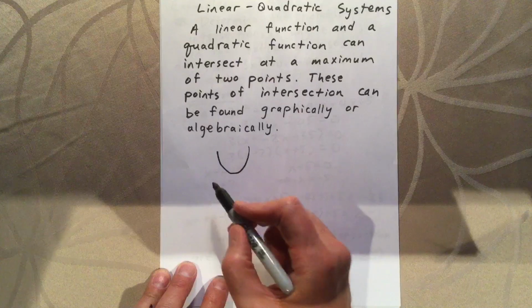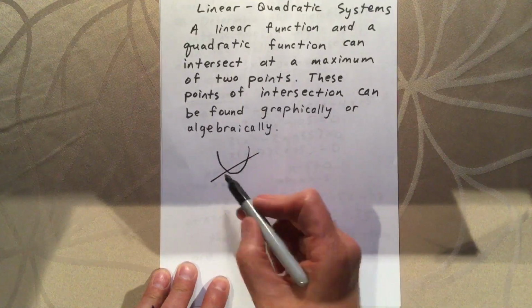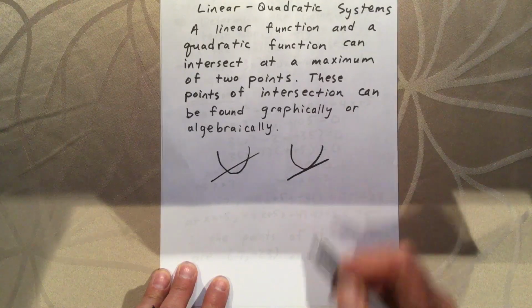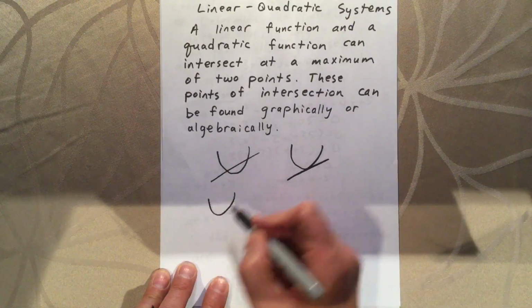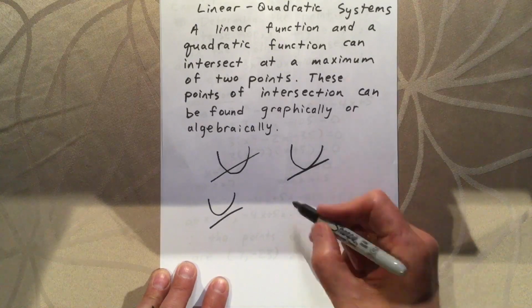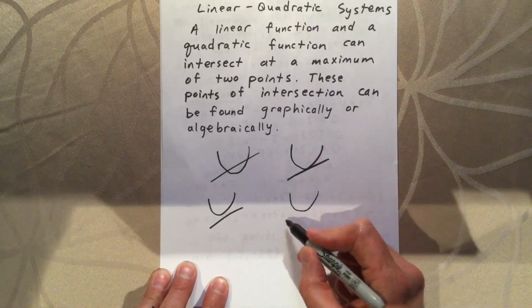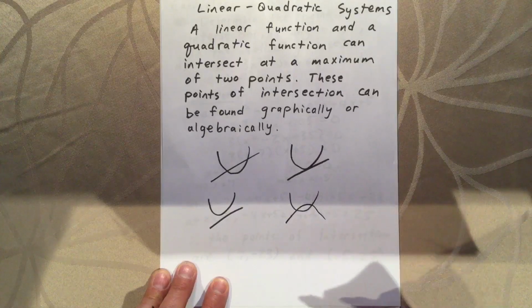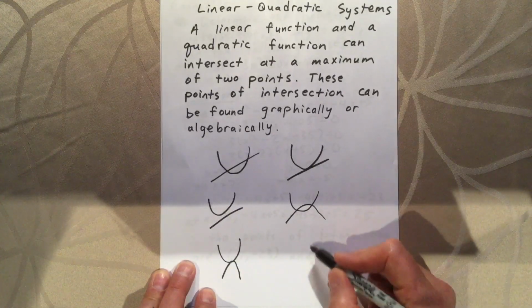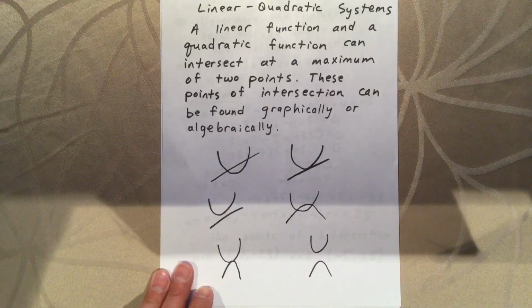We could have a parabola and a straight line intersecting at 2 points. We could have a parabola and a straight line intersecting at 1 point. We can have a parabola and a straight line intersecting at no points. Same holds true for two parabolas. We could have two parabolas that intersect at 2 points, two parabolas intersecting at 1 point, or two parabolas that never intersect. Okay?